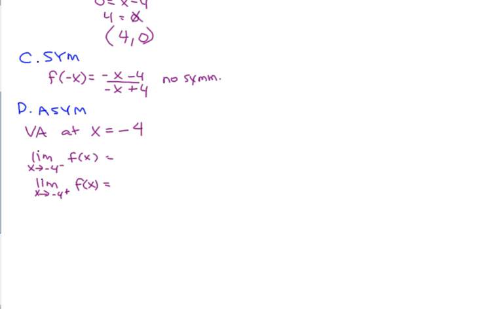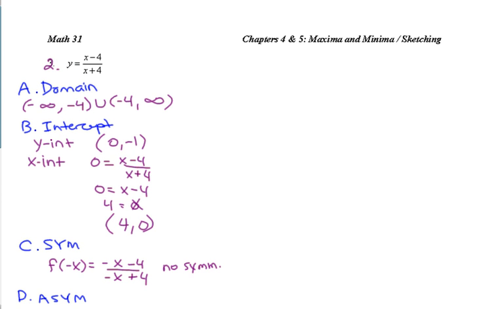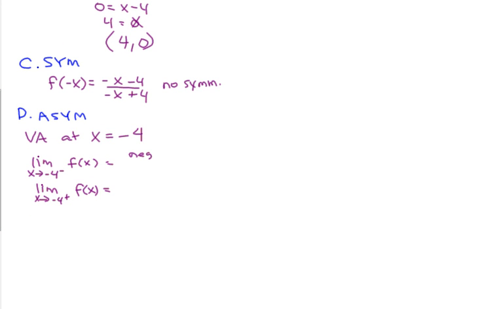So left of negative 4, negative 4.0001. We're good? Okay. So if I have my original function, what would it give me on top? Negative 4.0001, just a negative number, negative 8 actually. And then what would it give me on the bottom? A really small negative. So if we have a negative over a small negative, what will it approach? A big number. Like billions.